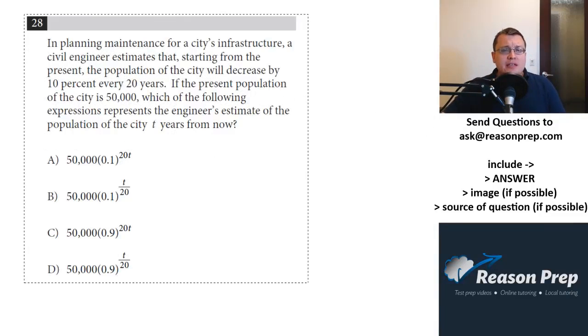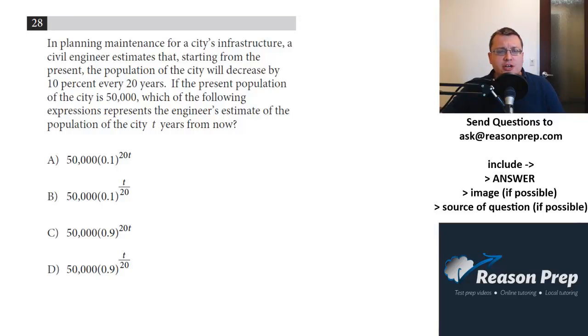In planning maintenance for a city's infrastructure, a civil engineer estimates that starting from the present, the population of the city will decrease by 10% every 20 years. If the present population of the city is 50,000, which of the following represents this engineer's estimate of the population t years from now? So this is all about knowing the structure of these exponentials and what goes where.